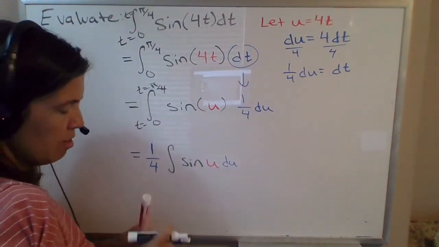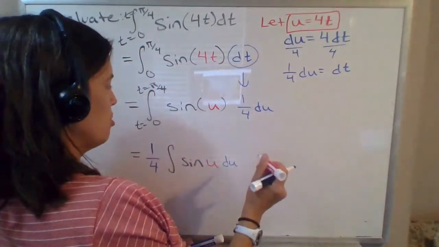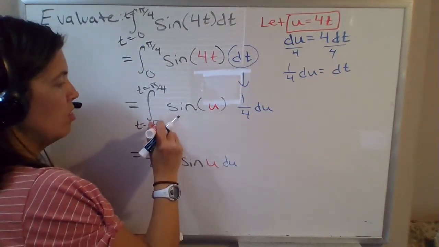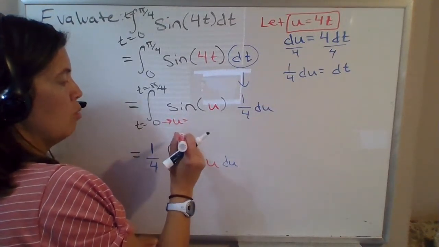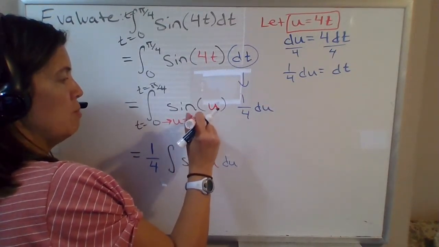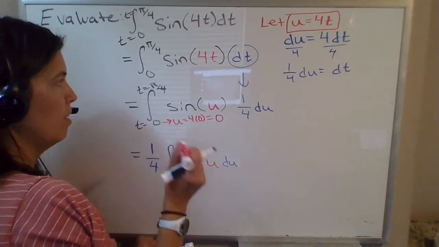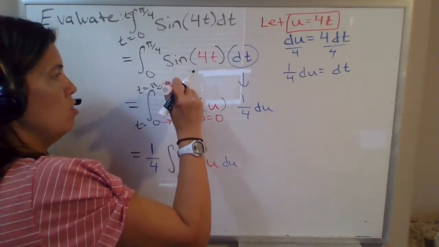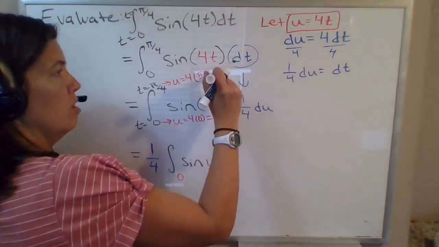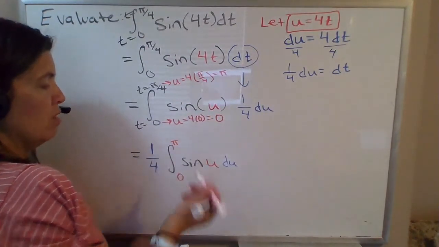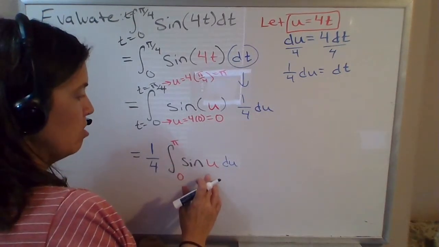Now, I'm going to show you something that I may not have shown in class. This is our conversion equation, u equals 4t. If we want, we can take these limits of integration and say, okay, when t equals 0, u is equal to 4 times t. In this case, that'd be 4 times 0, so 0. So our lower limit of integration in terms of u is 0. When t equals pi over 4, then u is equal to 4 times t, so that'll be 4 times pi over 4, so pi. So the upper limit of integration becomes pi. If you want, you can change your limits of integration so they're written in terms of u.